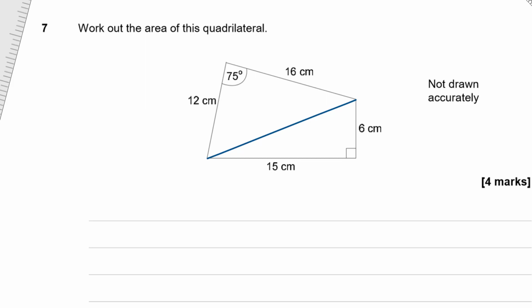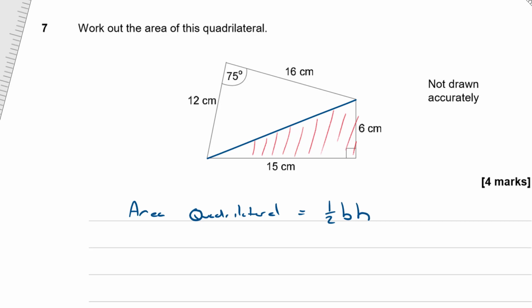Now this one down here, so I'm going to say that the area of my quadrilateral is going to be the area of that red triangle, which is just a half times its base times its height, which in this case is going to be a half times 15 times 6, plus it's going to be the area of this green triangle added on.